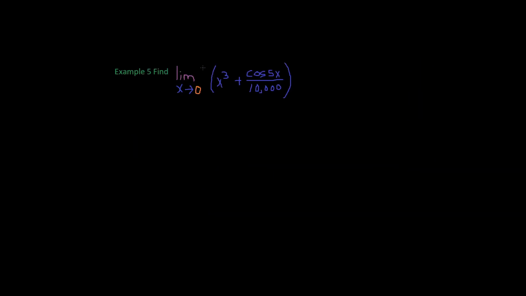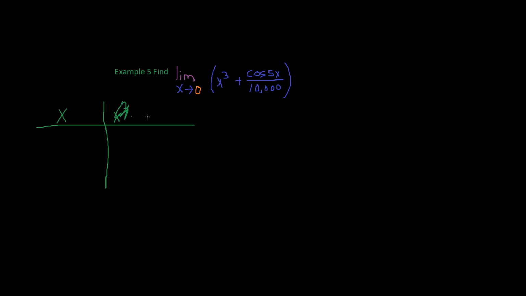Alright, so example 5. Find the limit of the function f of x, which equals x cubed plus cosine 5x divided by 10,000 as x approaches 0. Alright, so this is an interesting one. Let's do the same thing we've been doing, which is using this calculator and table to plug in values for our function.